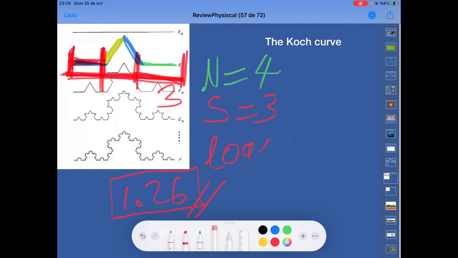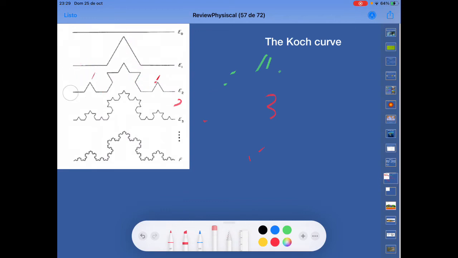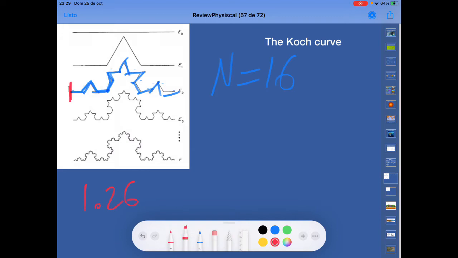So if we were to solve it in the next iteration, and remember that the answer was 1.26, I'm going to write it again down here so that we don't forget. The answer is 1.26. So let's count the next iteration. We have 1, 2, 3, up to 16. Okay. N equals 16. Always be really careful because there are a lot of mistakes that you can make if you do not count properly.